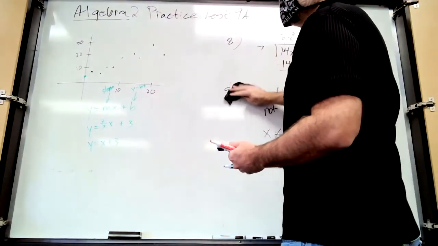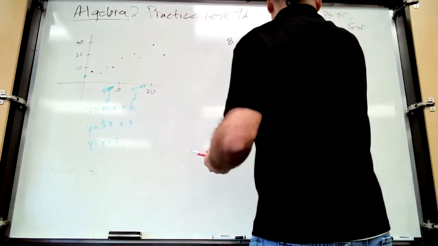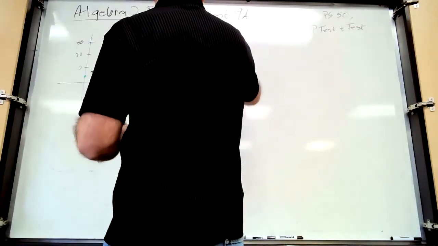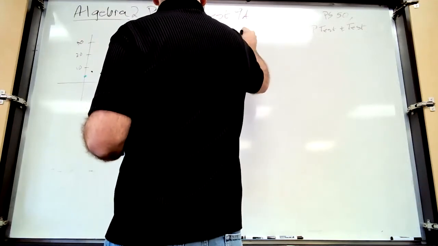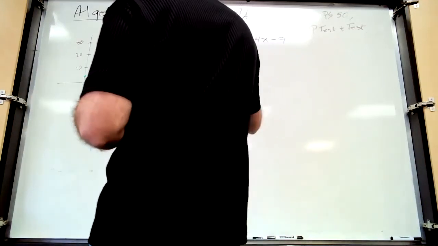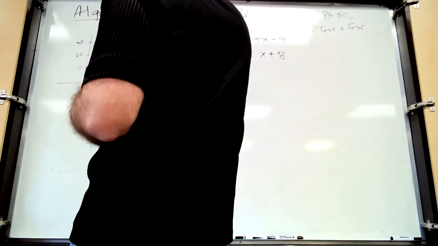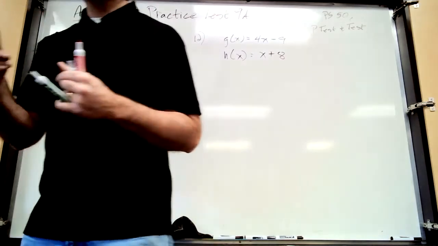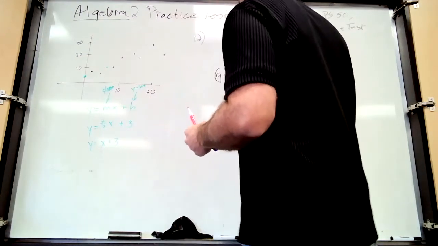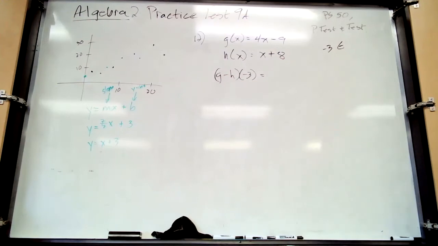All right, number 12. Given g of x equals 4x minus 9, where D is real numbers, and h of x is x plus 8, and D is integers. Find g minus h of negative 3. Okay, first thing you have to do: g minus h of negative 3. First step, is negative 3 an element of both the domains? It's got to work in both machines.